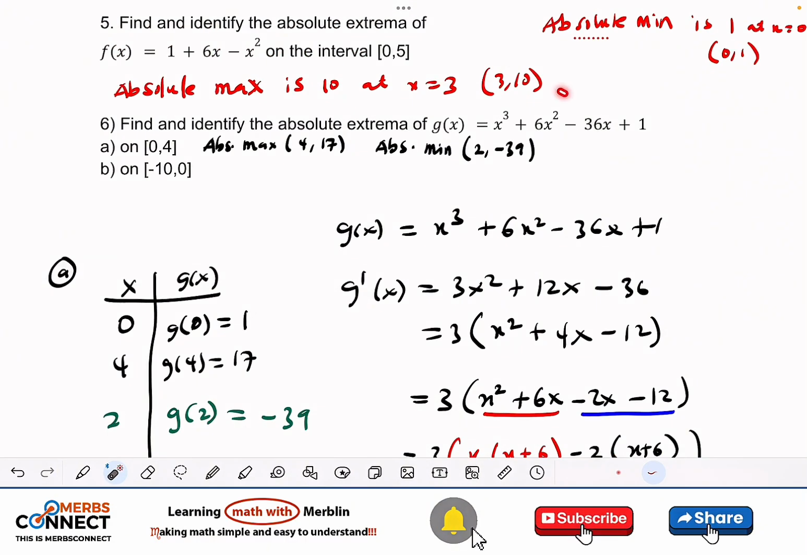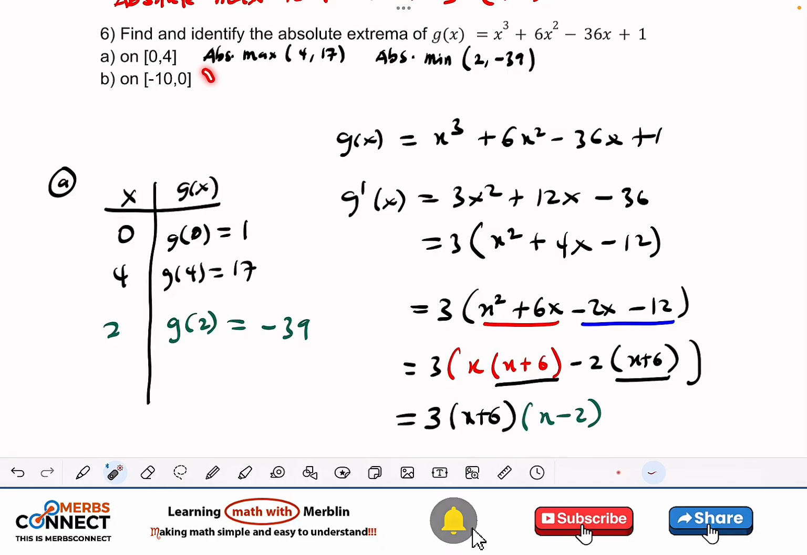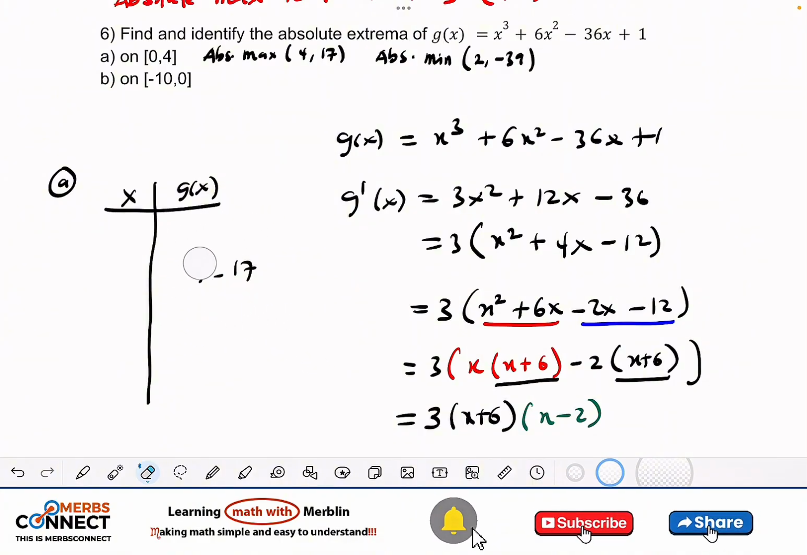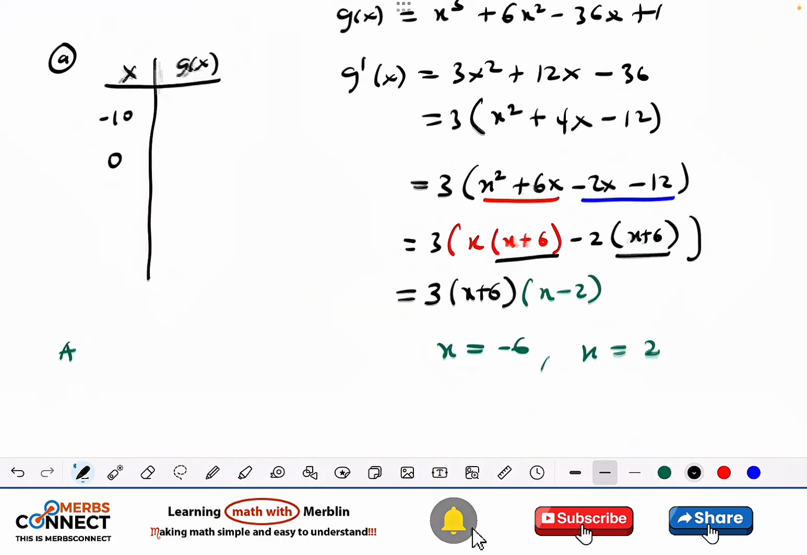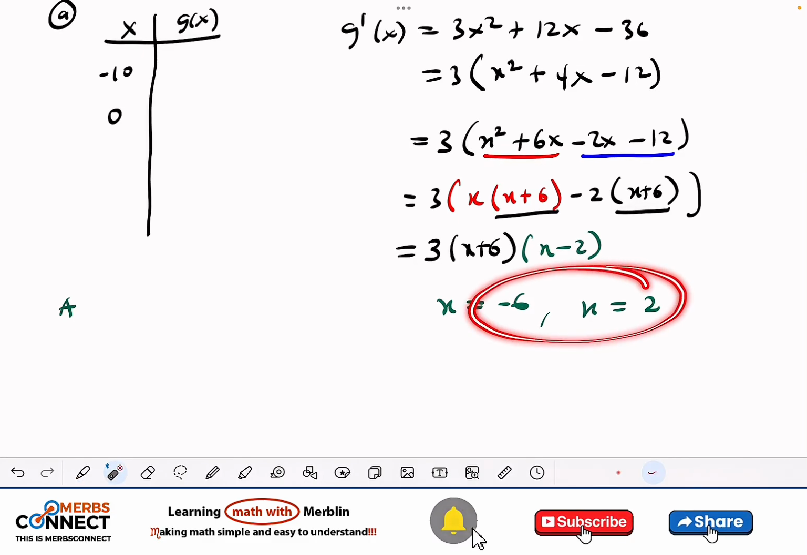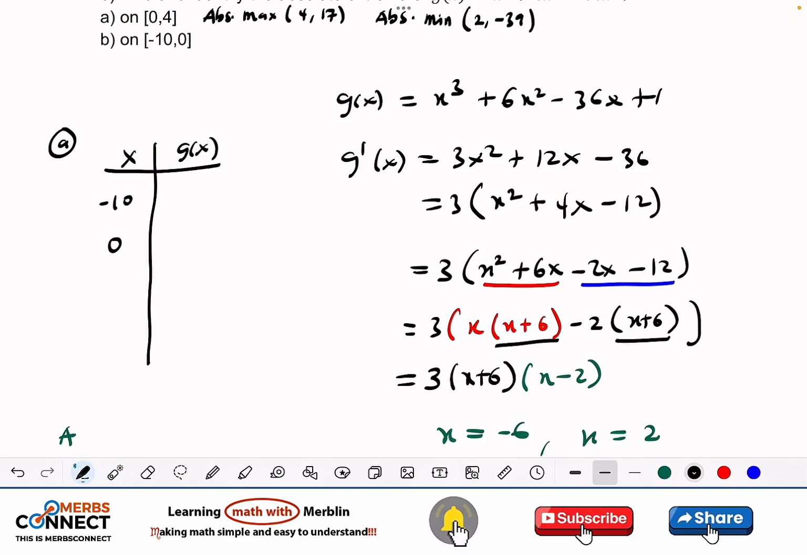because we are using the same function here, but now we are using a different what? Domain. So it means that our x values will change and then our g of x values are going to change. So we need minus 10 and 0. So now what is the critical point inside? The one which is in between minus 10 and 0 is now minus 6. So let's look for g of minus 10, g of 0, and g of minus 6.